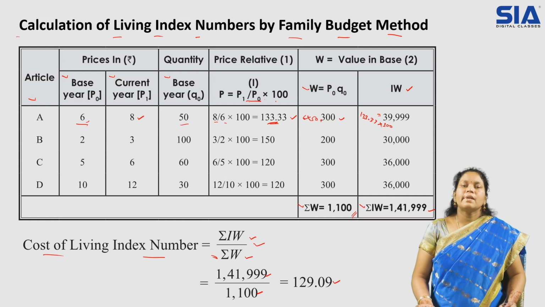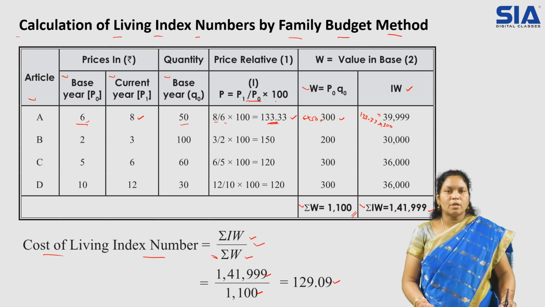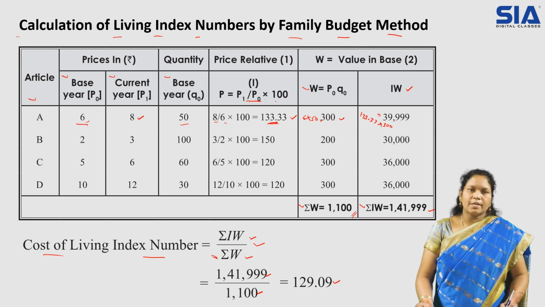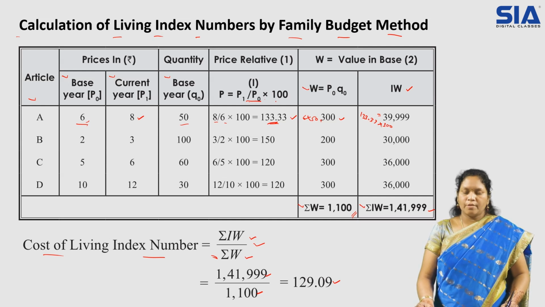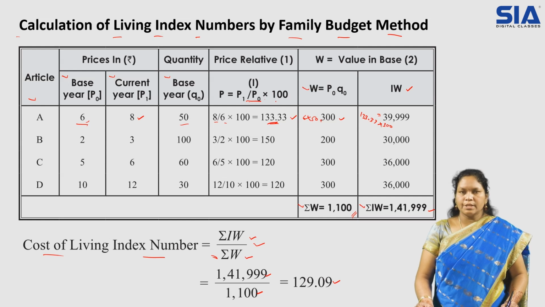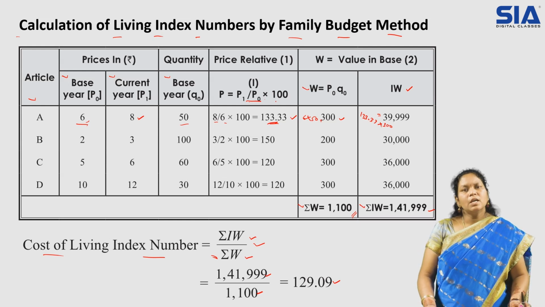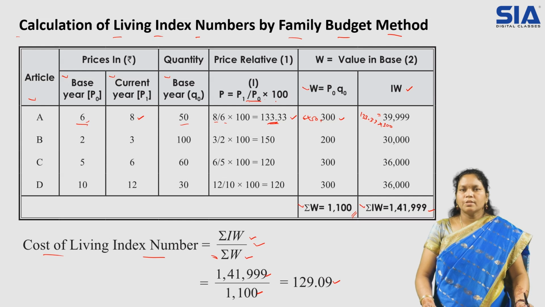So whenever they ask for the cost of living index number, or CLIN as it is called in short form, you have to find out both the methods. Directly, if they mention the family budget method or expenditure method, go for that. Otherwise, if they are asking for CLIN, you have to find out both the methods. So this is how we obtain the cost of living index numbers for the given data.